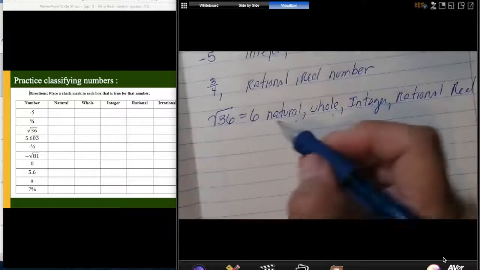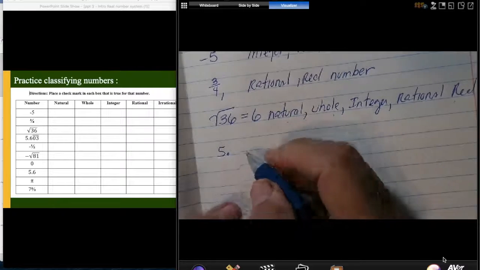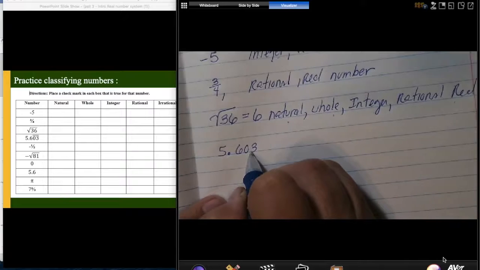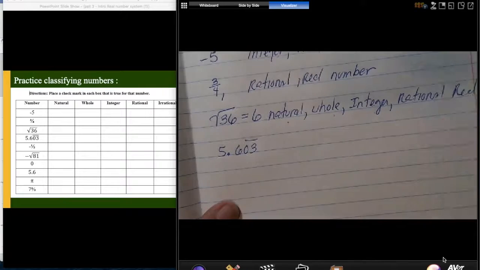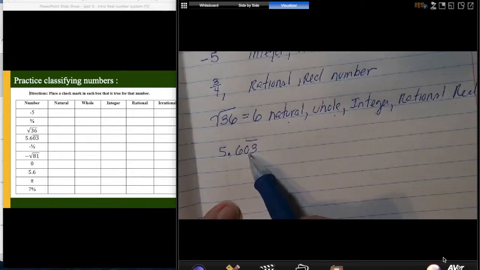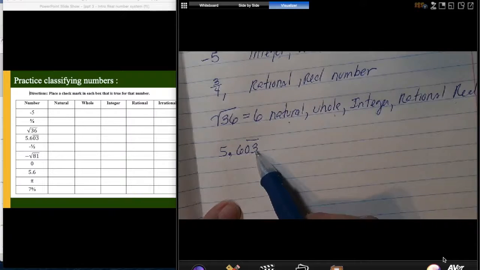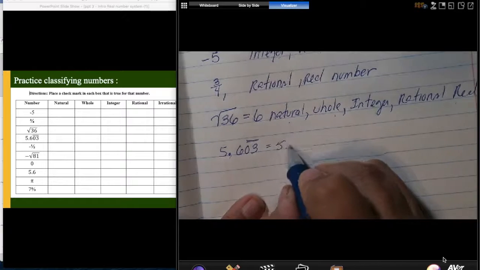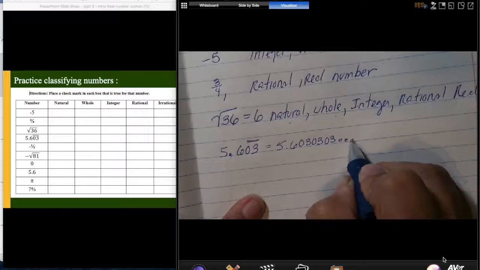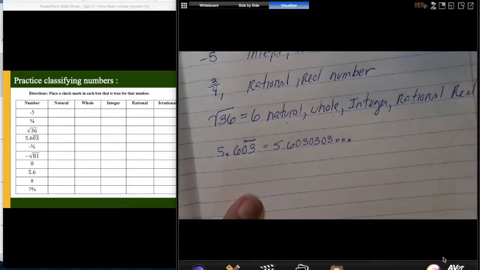The next one on the list is 5.603, and then there's a bar across the 03, I believe. So this is 5 and, remember when you read this, the decimal point is your and, so it's 5 and 603 thousandths. So let's look. This is a repeating bar. That tells me this is 5.6030303, and so on. It is a repeating decimal.